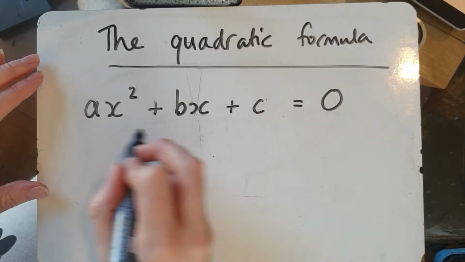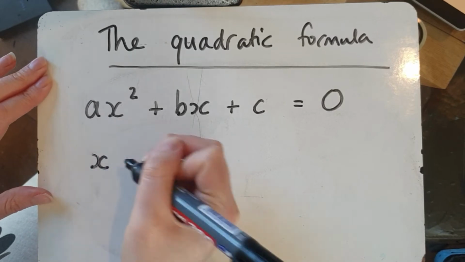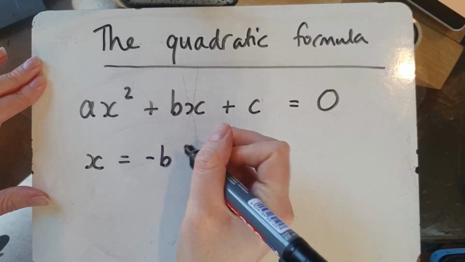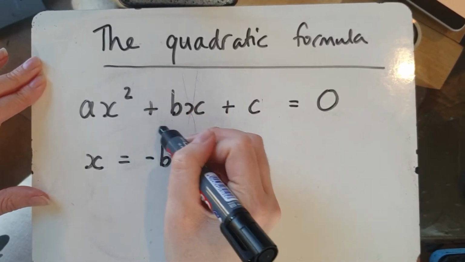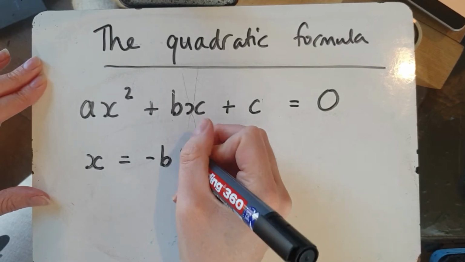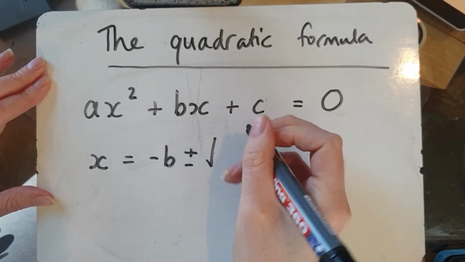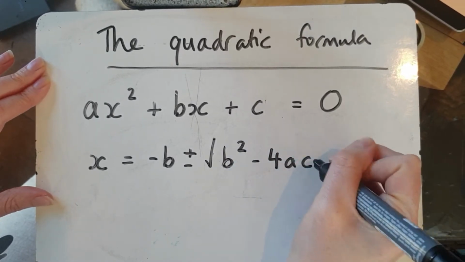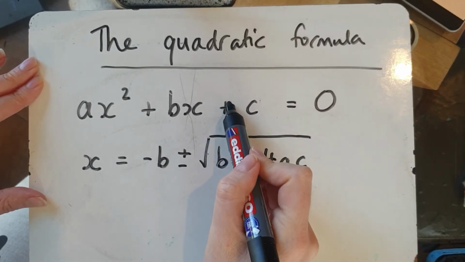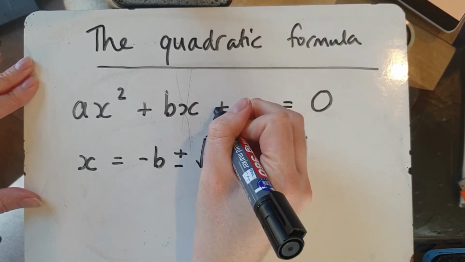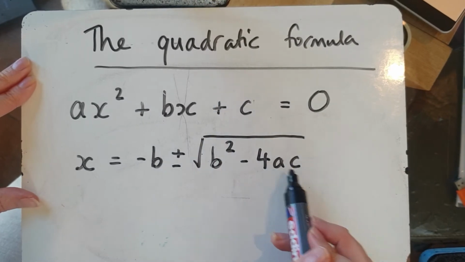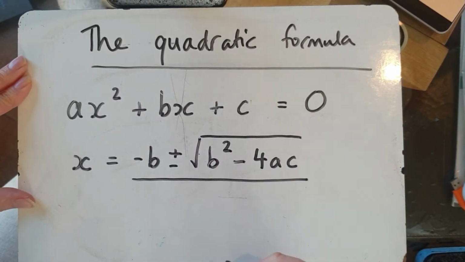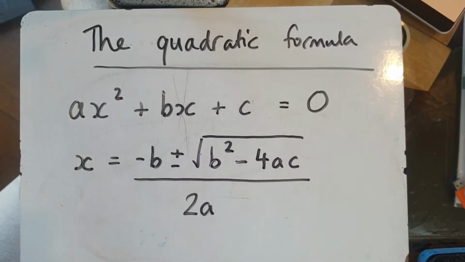Once you've got a quadratic in this form, the solution is x equals minus b, so that's the b here. So if this is a negative, it will then become a positive here. Plus or minus square root b squared minus 4 times a times c. And again, this sign here is attached to the c. So if this was a negative, you'd have a negative 4 times a negative c, so you'd end up adding something in there. And then that is all over 2a.